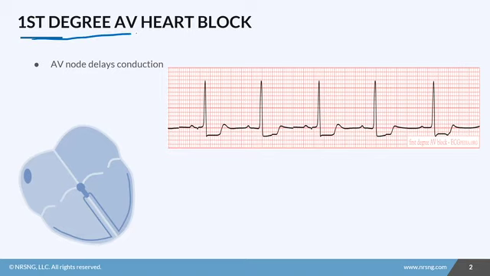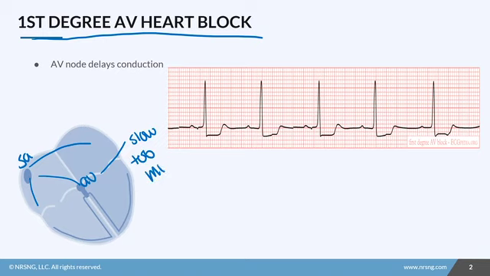So in first-degree AV heart block, the SA node still initiates that impulse, and it sends it down across the atria, so the atria contract, and then down the AV node. Remember that the AV node normally slows down the impulse so that the atria can contract fully. Well, in first-degree AV block, it slows it down too much. So it is taking longer for the signal to get from the atria down to the ventricles. And this is actually measured with the PR interval.